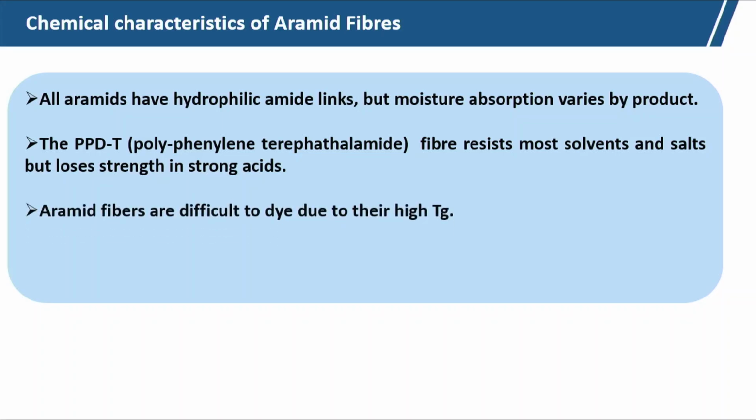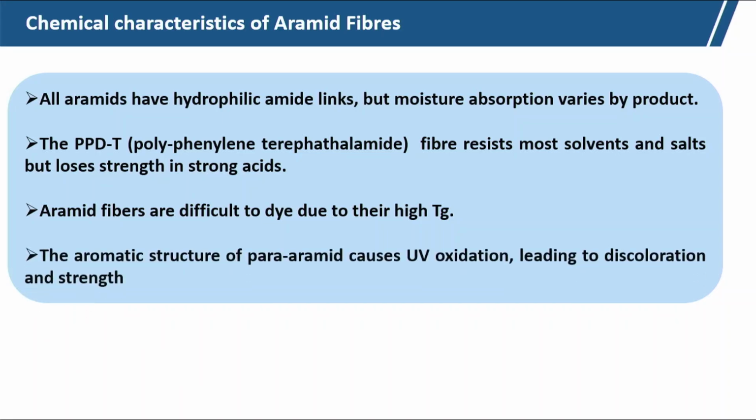Aramid fibers are difficult to dye due to their high Tg. So, normally they can be dope dyed, or maybe dyed at high temperature. It is difficult, but it is not that we cannot dye it. The aromatic structure of para-aramid causes UV oxidation, leading to discoloration and deterioration in strength. So, para-aramid actually gets UV oxidation.